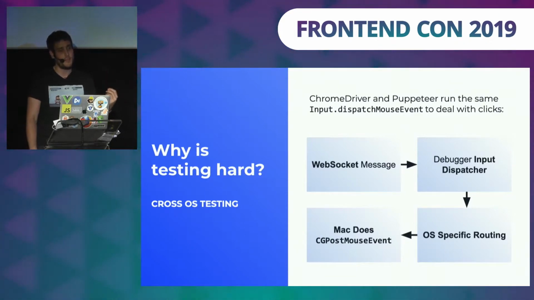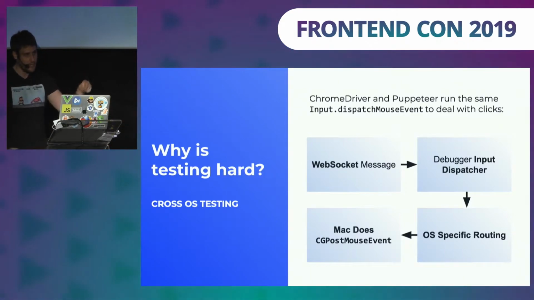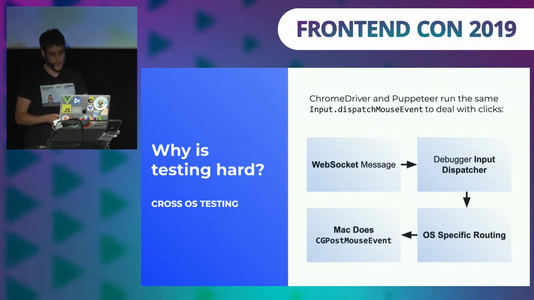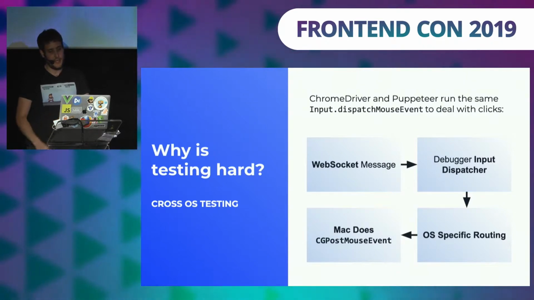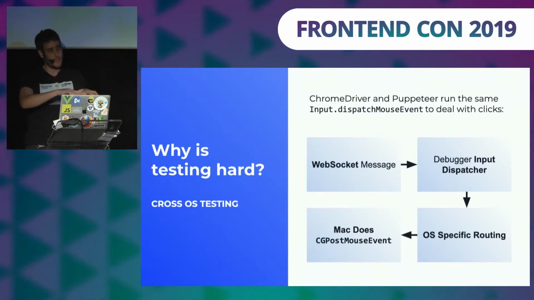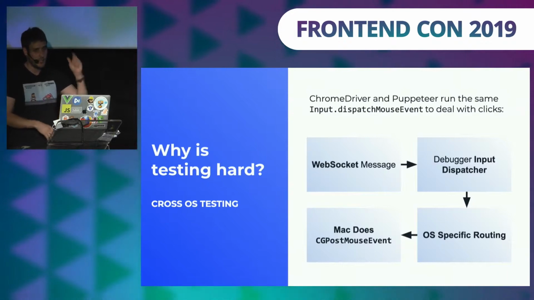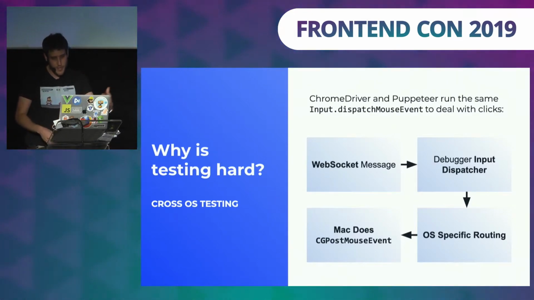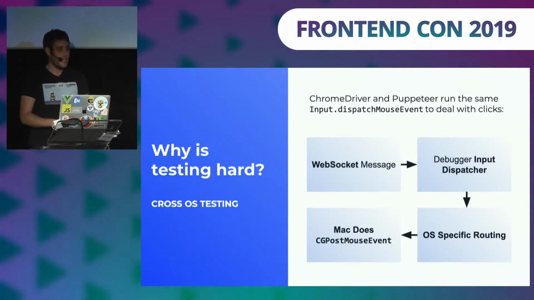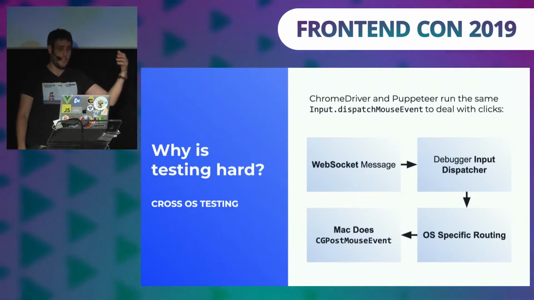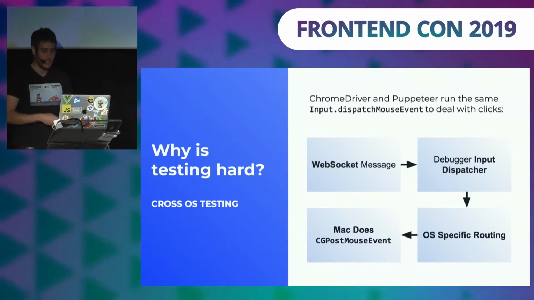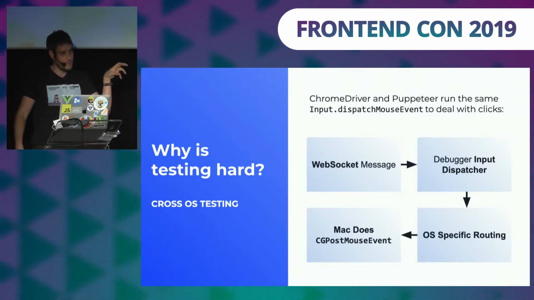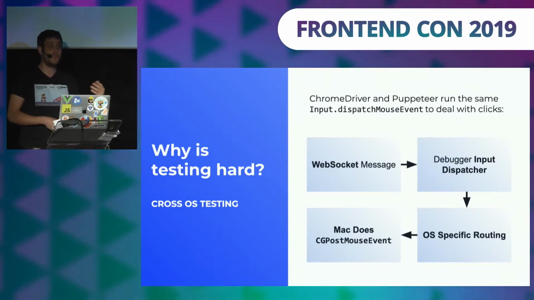The code that happens when Chrome driver dispatches a click, and that's actually the same code that Puppeteer or other automation tools do to dispatch a click, basically goes, for those of you who don't know, whenever you type something into the console, that actually sends a WebSocket message to the debugger, and that has a dispatch architecture, and that does OS-specific routing. On Mac, when you do a click, that will do something called CGPostMouseEvent, and that's Mac-specific. And there's a bunch of bugs related to that.